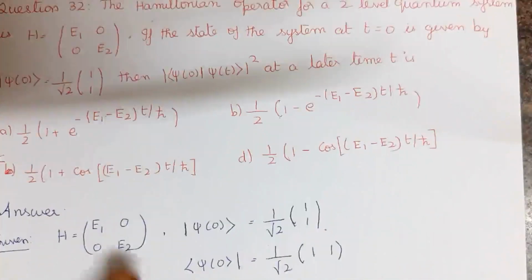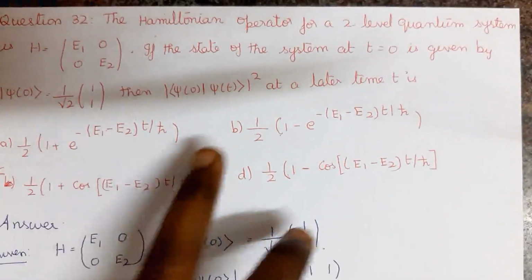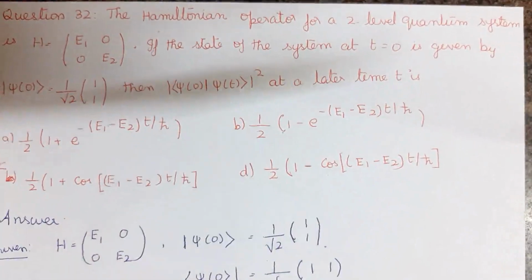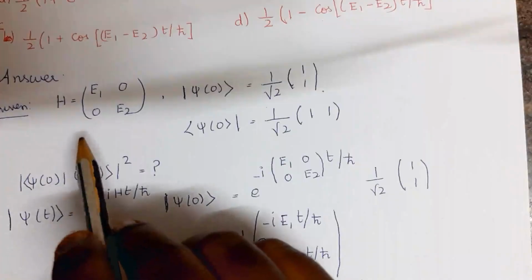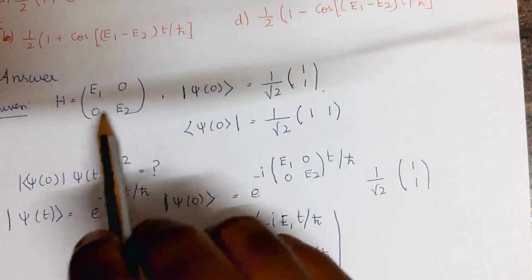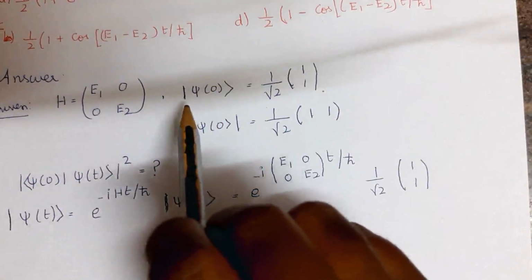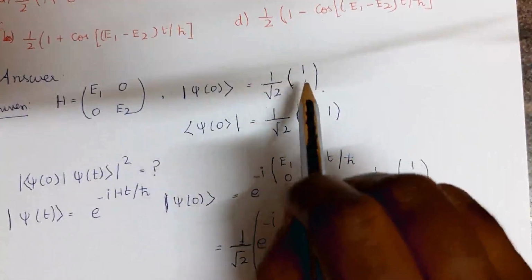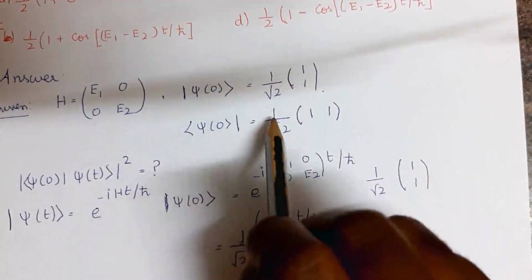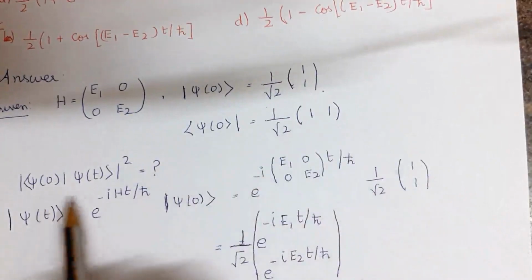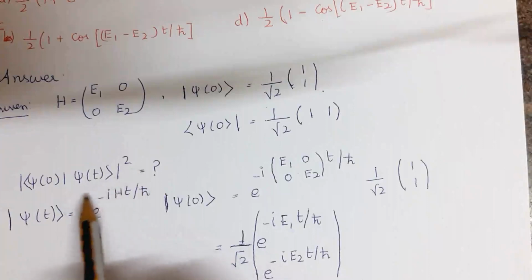So in the question they have given a Hamiltonian and they have asked us to find the square of psi of 0 with psi of t. They have given H equal to E1 0 0 E2, and psi of 0 in ket notation is 1 by root 2 (1, 1), and in bra notation 1 by root 2 (1, 1). They have asked us to find the mod square of <psi(0)|psi(t)>. So we have to find the value of psi of t.